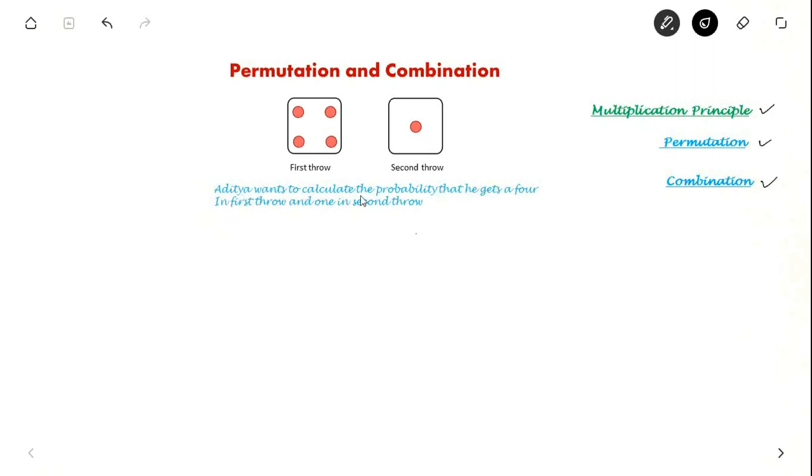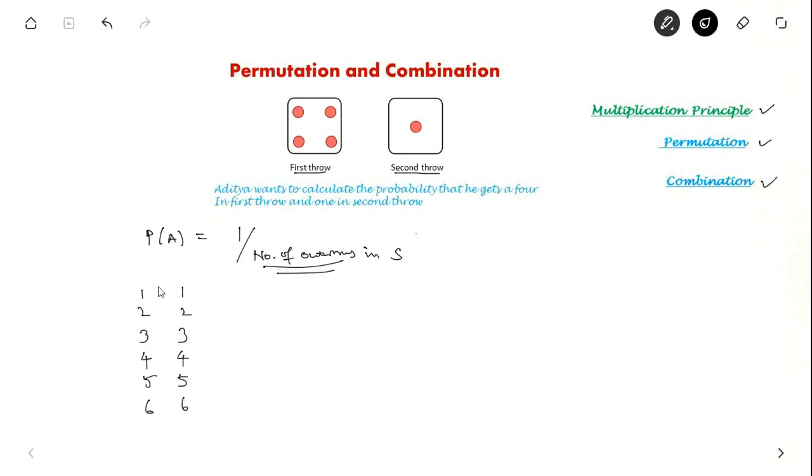Suppose Aditya wants to calculate the probability that he gets a 4 in the first row and number 1 in the second row. So how to calculate that probability? First, let us say the probability of finding that is A. Only one kind of this is possible, so it is 1 divided by the number of outcomes in the sample space S. So how to find the number of outcomes in this sample space? Obviously there are 6 digits possible, which are 1, 2, 3, 4, 5 and 6, and in the second row also there are 6 digits possible.